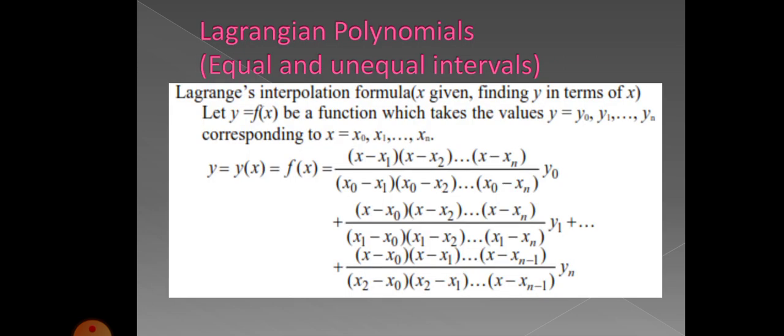Now, the first method is called Lagrangian polynomials. The Lagrangian polynomials depend on both equal intervals and unequal intervals. What do we mean by equal intervals and unequal intervals? If the x values are given as 0, 1, 2, 3 like that, it is equal intervals. Suppose the x values are 0, 3, 5, 9 like that, then the interval will not be equal. It is unequal intervals. Using that we have to find the answer. So the Lagrangian polynomial is applicable for both equal and unequal intervals.